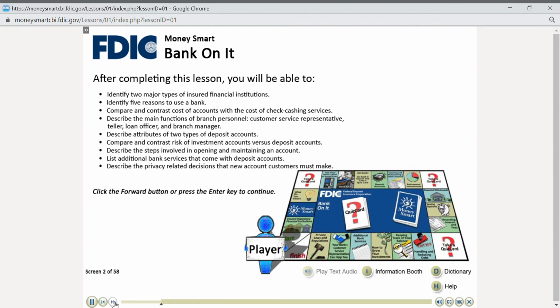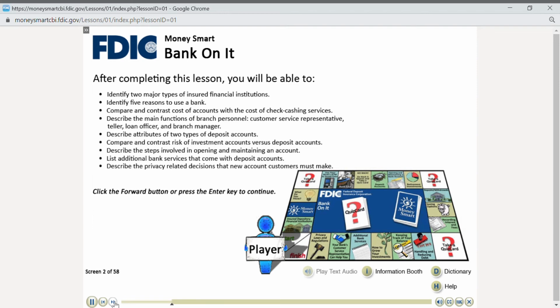After completing this lesson, you will be able to identify two major types of insured financial institutions, identify 5 reasons to use a bank, compare and contrast cost of accounts with cost of check cashing services, describe the main functions of branch personnel: customer service representative, teller, loan officer, and branch manager. Describe attributes of 2 types of deposit accounts. Compare and contrast risk of investment accounts versus deposit accounts.